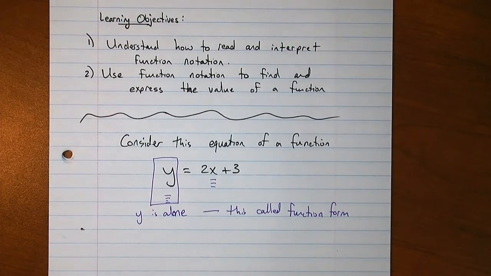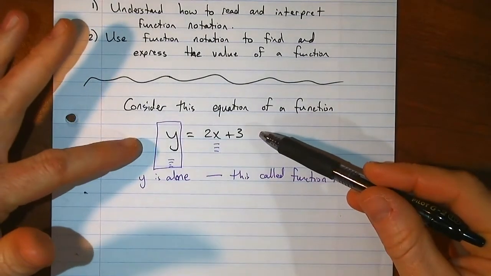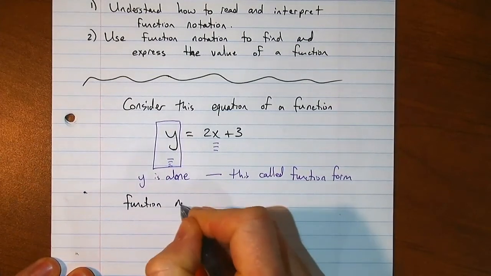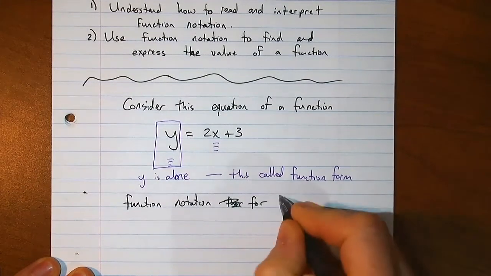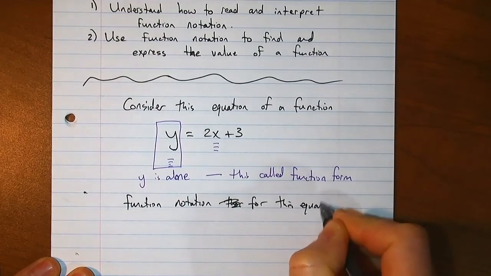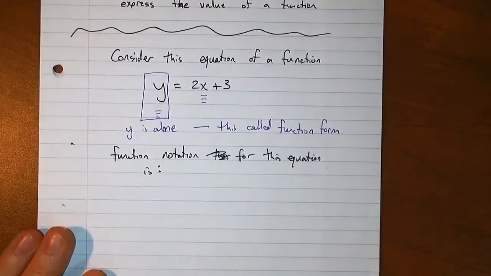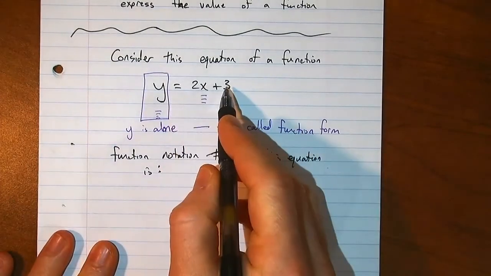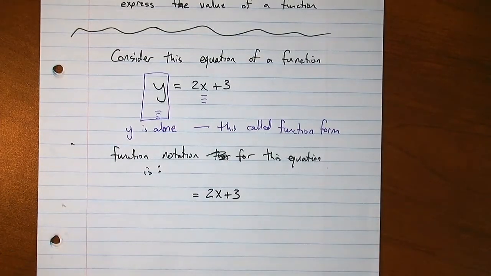Okay, now the reason we call it function form is because this is what turns into function notation. So I'm going to take this exact same function and I'm going to rewrite it in function notation. So function notation for this equation is. Okay, now here's what function notation is going to look like for this equation. Half of it is going to look exactly the same, more than half. Everything from the equal sign to the right is going to look exactly the same. That part is exactly identical. There's no difference.